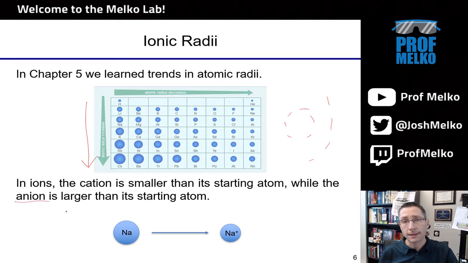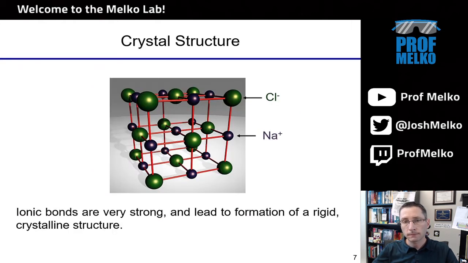An anion gains electrons, and that's larger than its starting atom. Okay? So something like chlorine, that is maybe this size, when it gains an electron, it gets bigger. Just a little bit, but it gets larger. So we can have these charged particles. Here's sodium. Here's chlorine. It's larger.